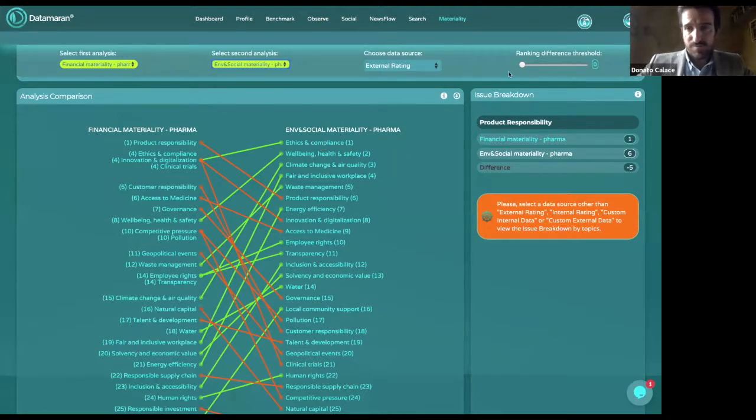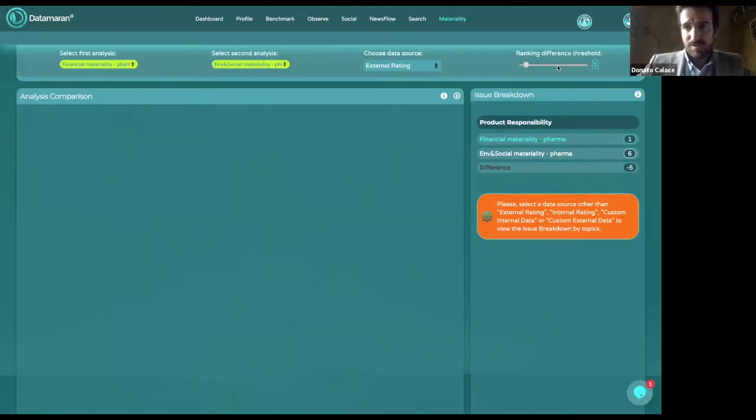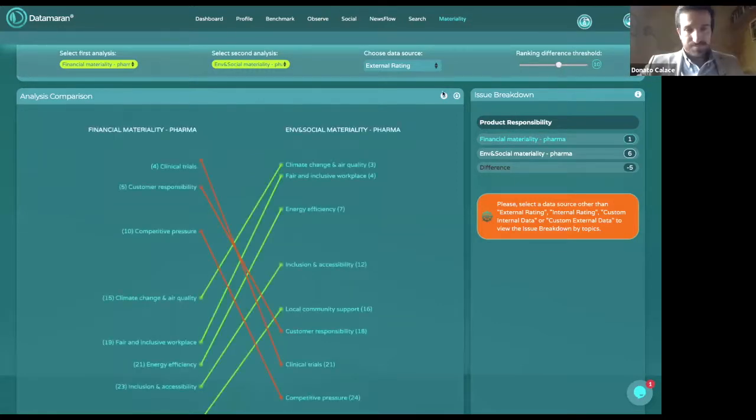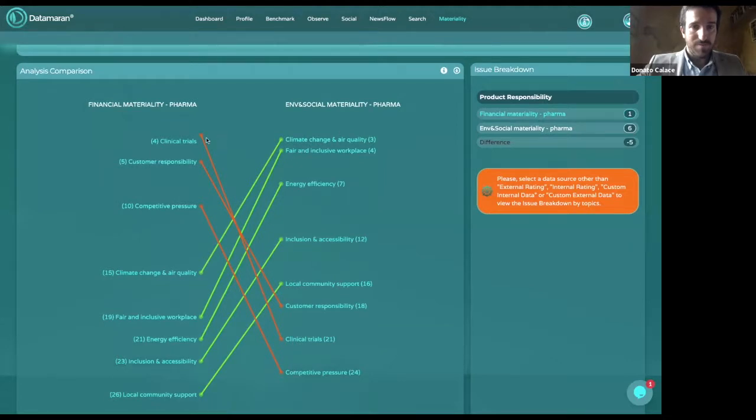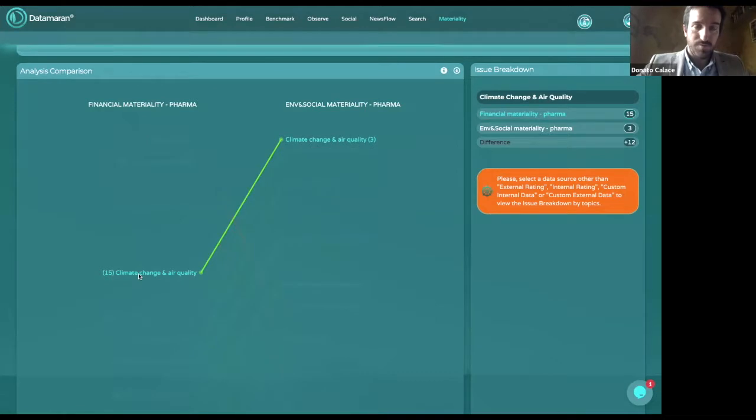We can also filter for those that have the bigger differences. So we can see that from a financial materiality perspective, there are a number of topics that are very different from the environmental and social one. Look, for example, at climate change and air quality, competitive pressure, customer responsibility as well.